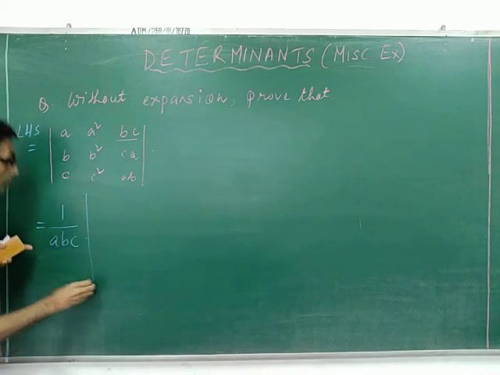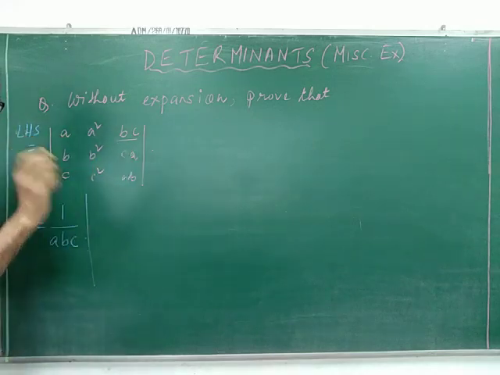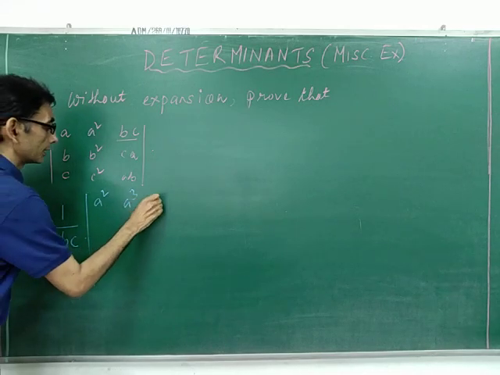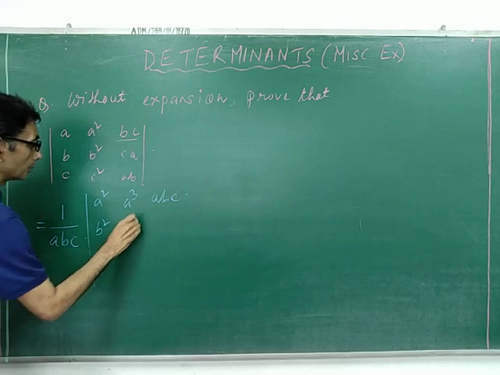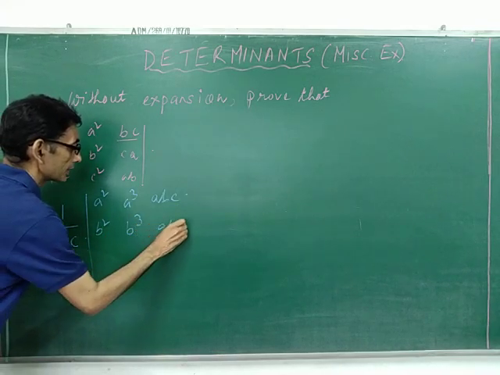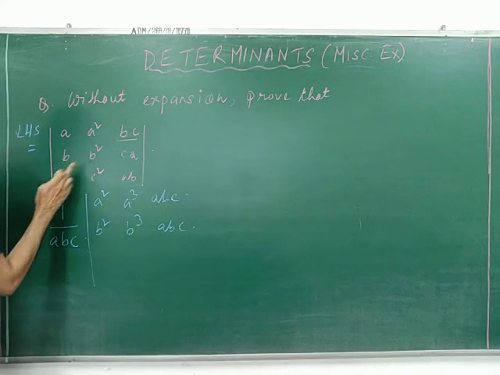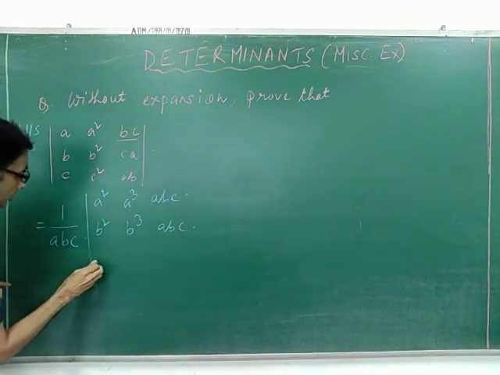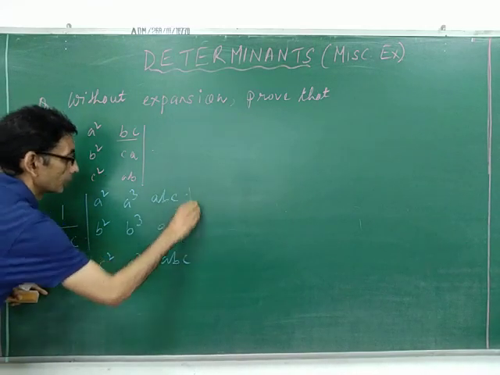Why are we dividing? Because you are multiplying the first row by A. If you multiply the first row by A, this will be A squared, this will be A cube, this will be ABC, and for the second row this will be B squared, this will be B cube, and this will be ABC, and the third row you are multiplying by C, so this will be C squared, C cube, ABC.